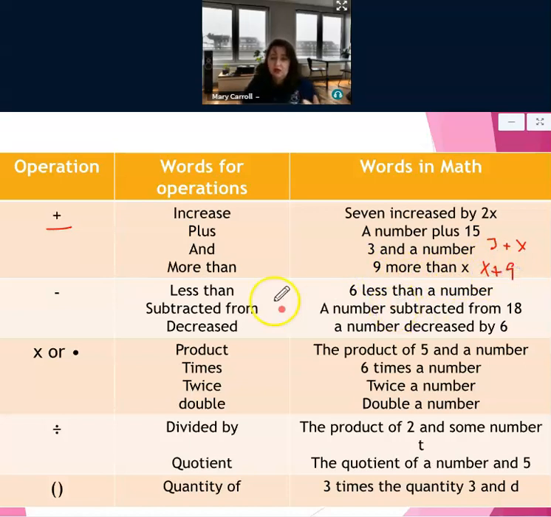All right. So less than is a little bit harder to do, and I want to point out something to you: less is what we call a turnaround word. So you want to make sure you note that somewhere. Less actually means that we're going to take this 6 and we're going to turn it around, and it's going to go at the end. So 6 less than a number is that number decreased by 6, okay?